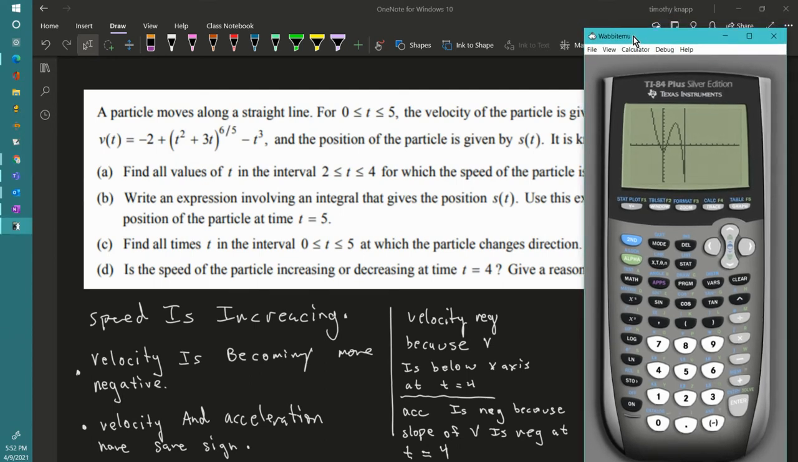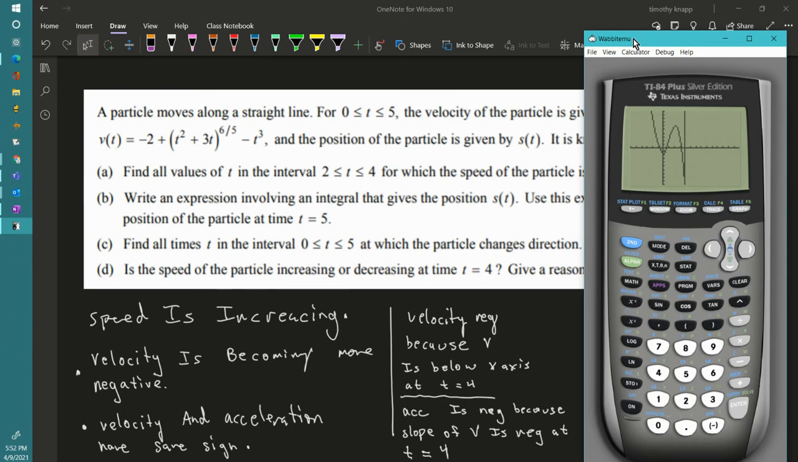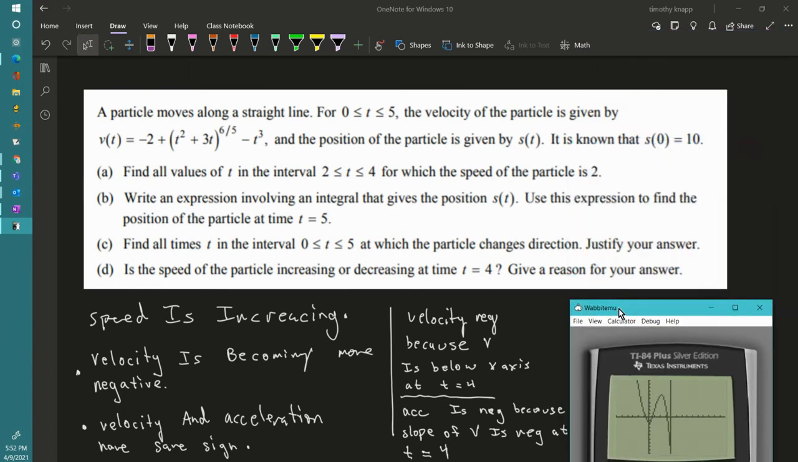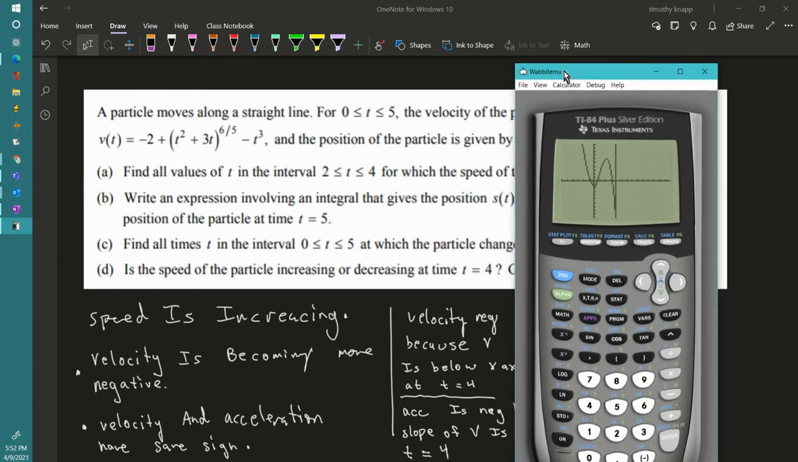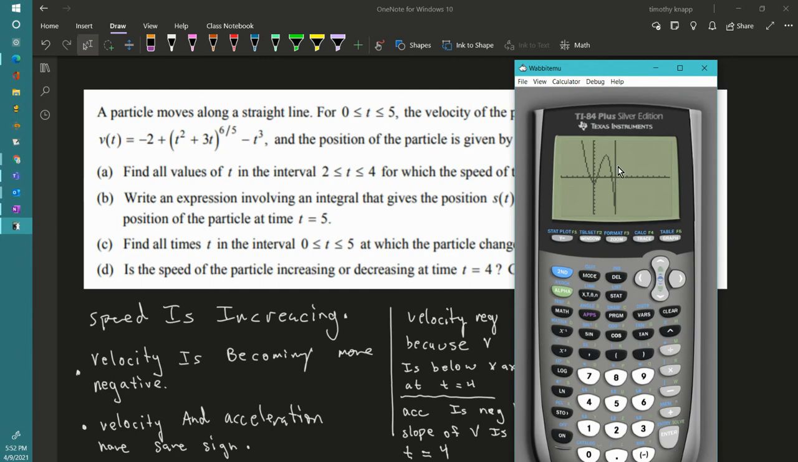Okay, so again, we're doing this AB free response 2013. We're going to do part D now. So is the speed of the particle increasing or decreasing at t equals 4? So over here on our graph, I made a vertical line at 4. And so you can kind of see that this is where the function is happening at 4, right? They intersect right around here.